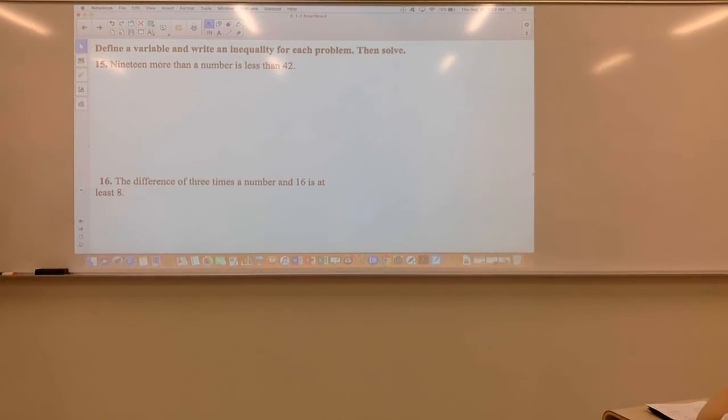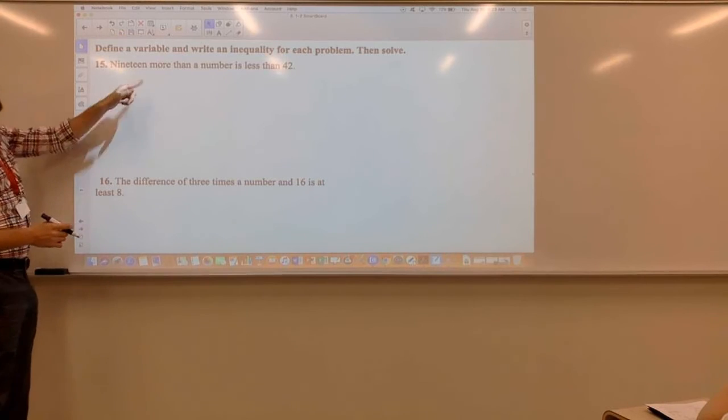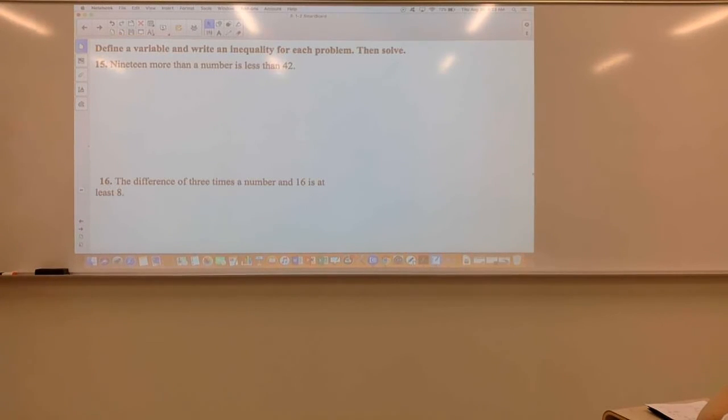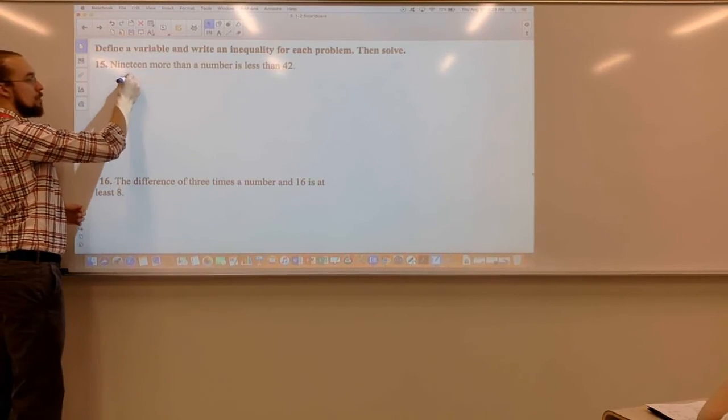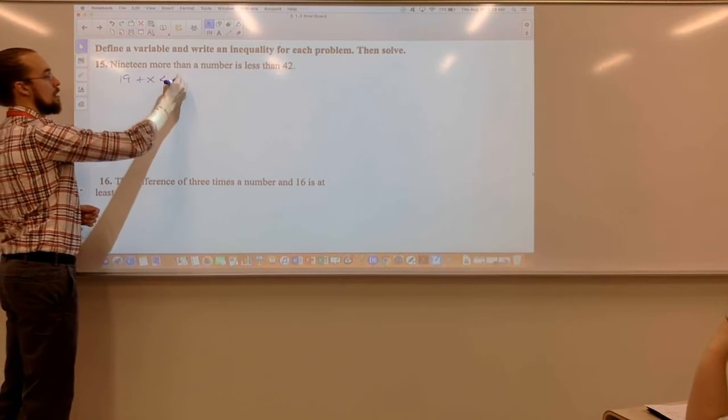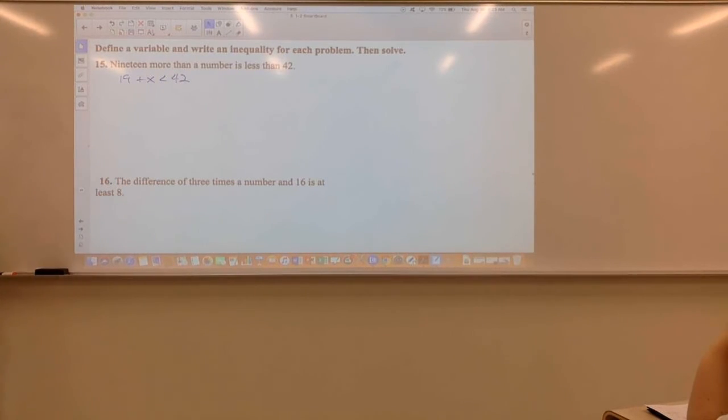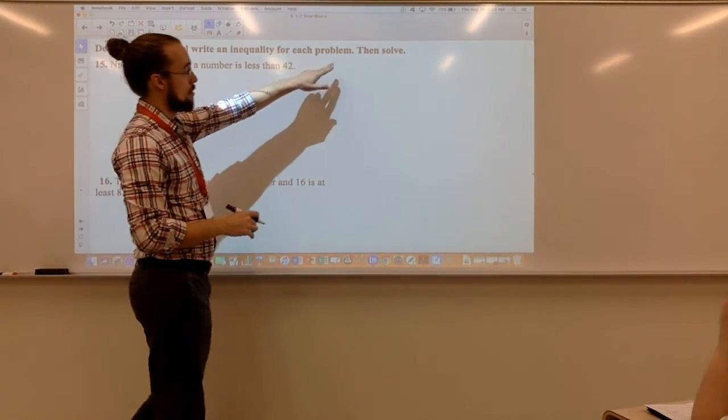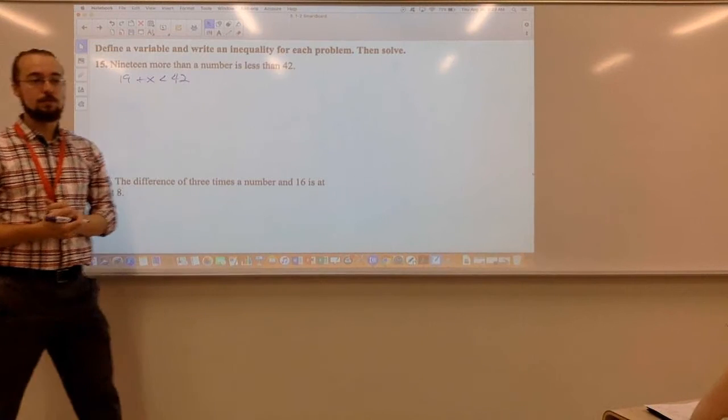So I want to take this sentence and turn it into an inequality using letters and numbers. So it says 19 more than a number is less than 42. How would I write that out? 19 plus x is less than 42. Good job. Okay, then we do still want to solve each of these.